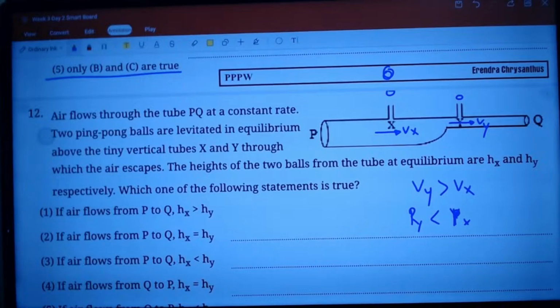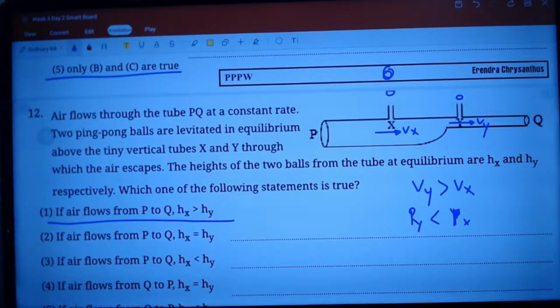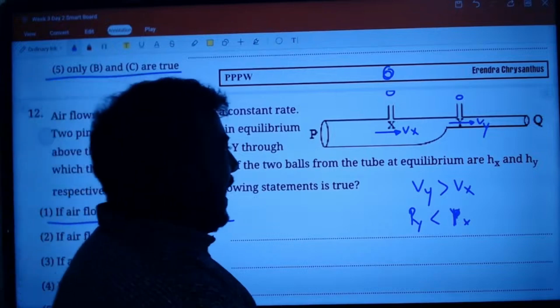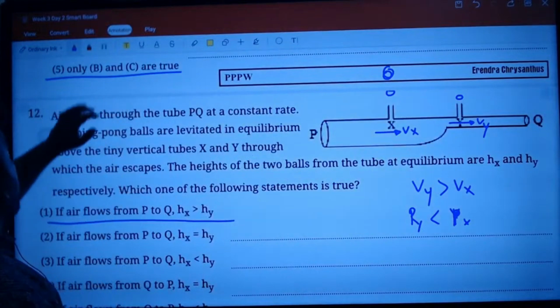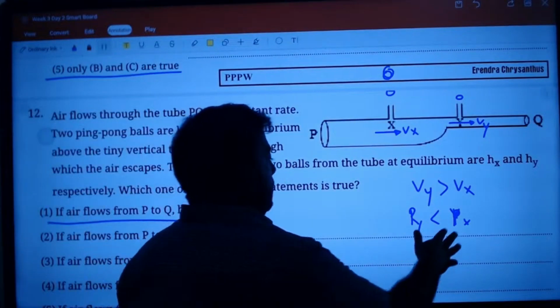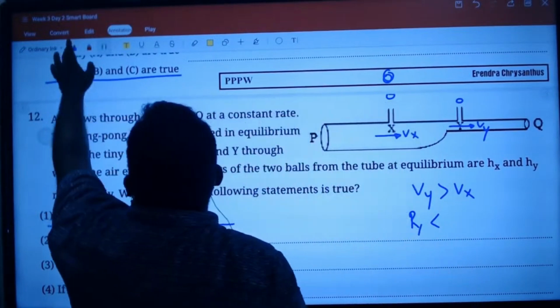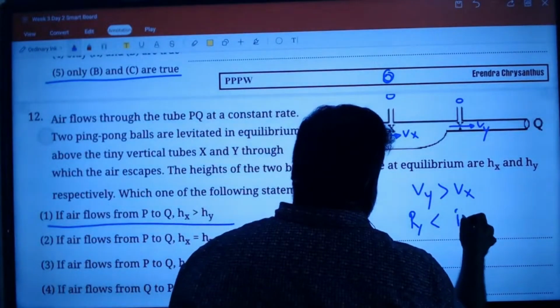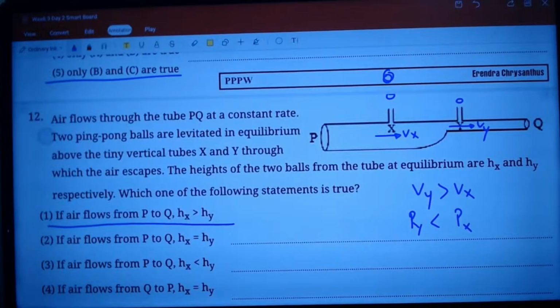Yes. From this it's very clear. The answer is answer number 1 right there. From Bernoulli's principle, at y the velocity is high. Therefore, the pressure will be lower compared to x.